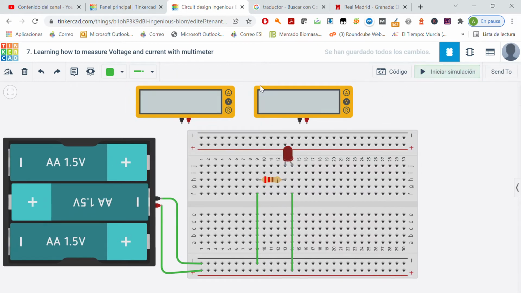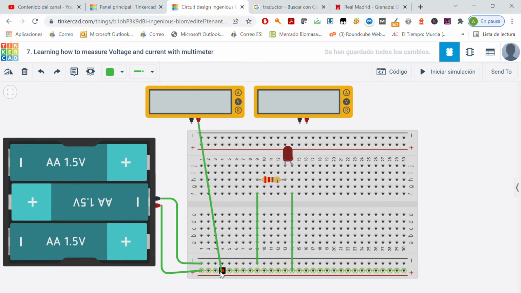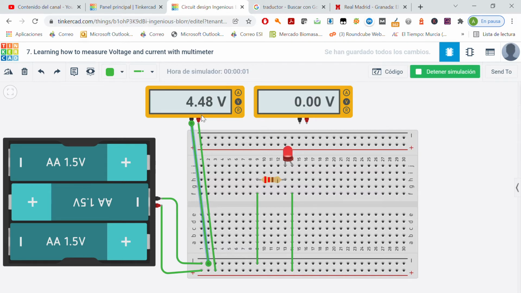Okay, how to use the multimeter to measure the voltage, the potential drop. Let's stop the simulation. So here, after the battery, it should provide 4.5, isn't it? It provides 4.48, a very small amount is lost. But how much potential drop is there in the resistance, and how much potential drop is there in the LED light? Okay, we can measure it.